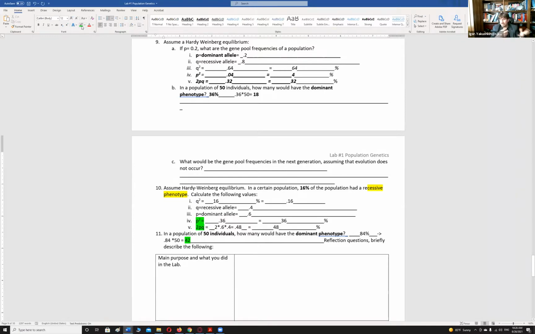And 16% out of 50 would be 8. So total, 8 people will look like a recessive phenotype.